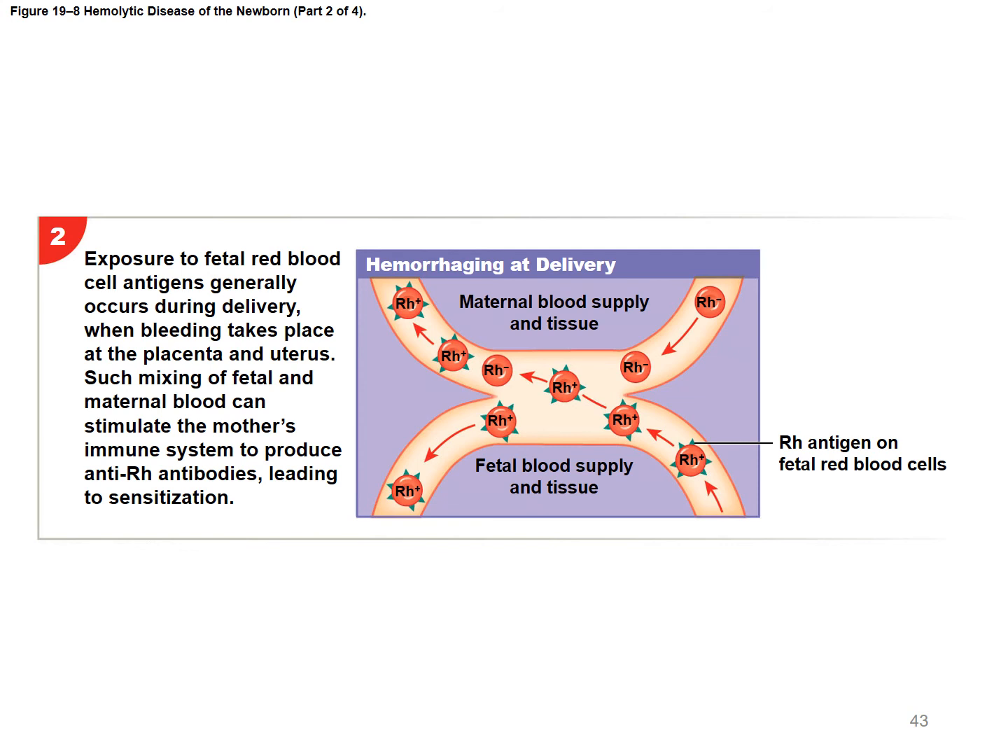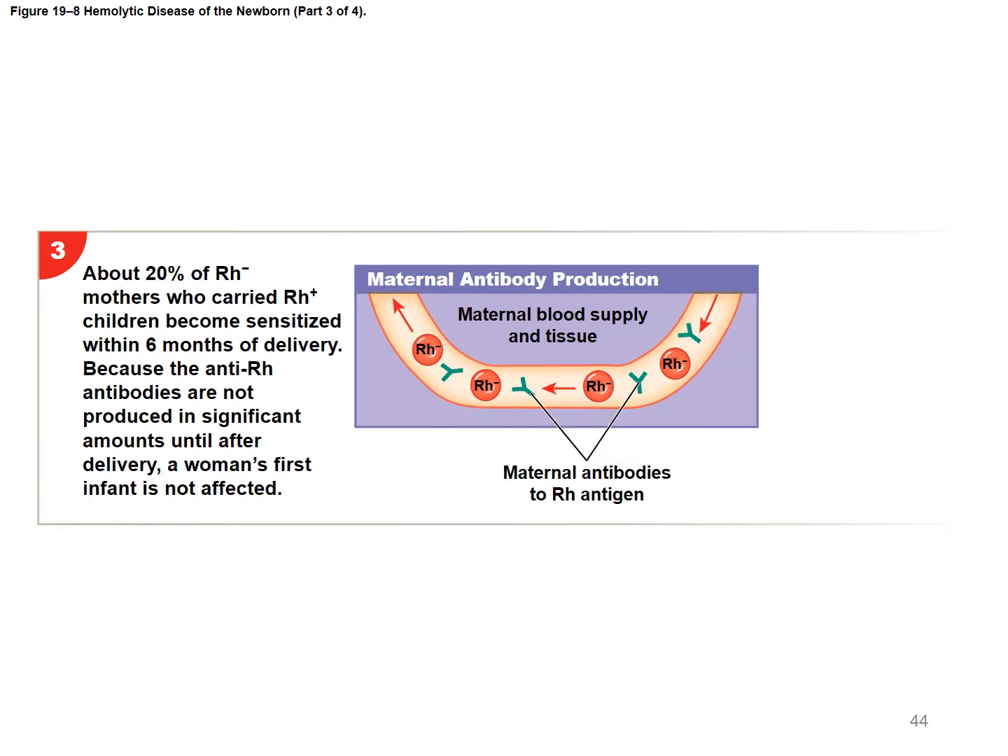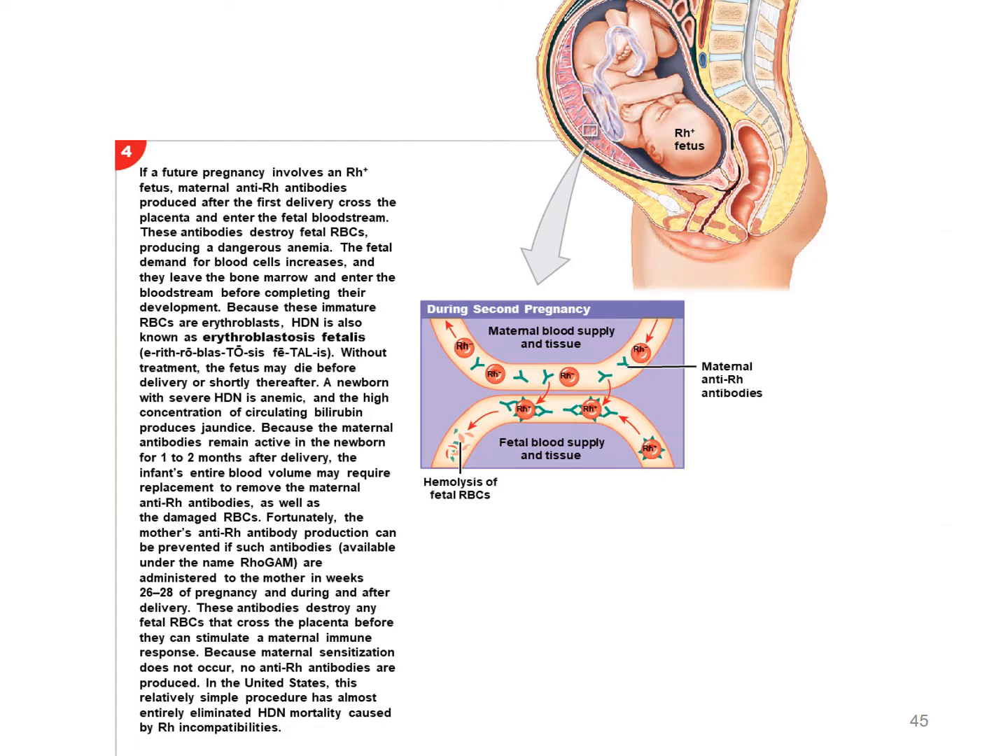So if we have the sensitization here at delivery, then you can see here that the maternal antibodies to the Rh antigen can be built up. About 20% of the Rh negative mothers who carry Rh positive children will become sensitized within 6 months of delivery. Now, these antibodies are not going to be produced in significant amounts, so that's why it's not going to affect baby number 1, because baby number 1 is already out of the body. The problem can arise with baby number 2 or baby number 3.